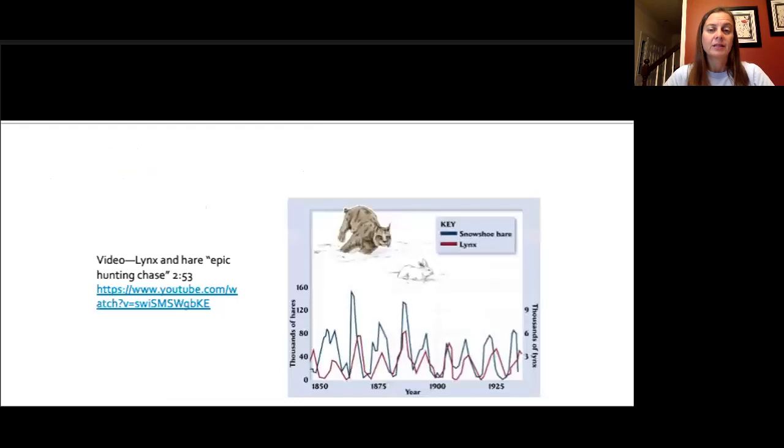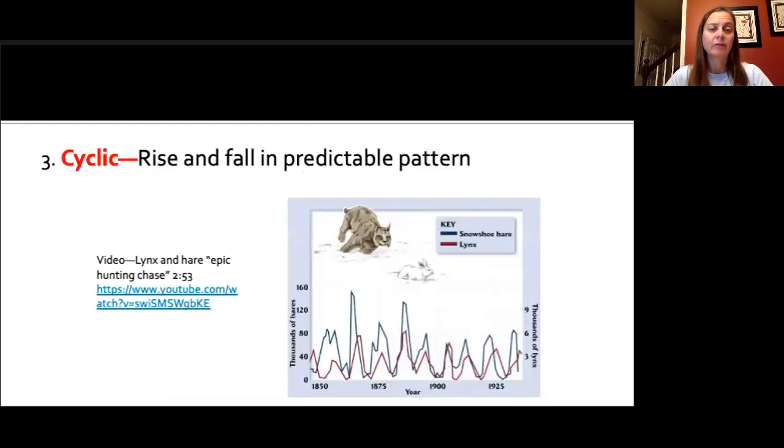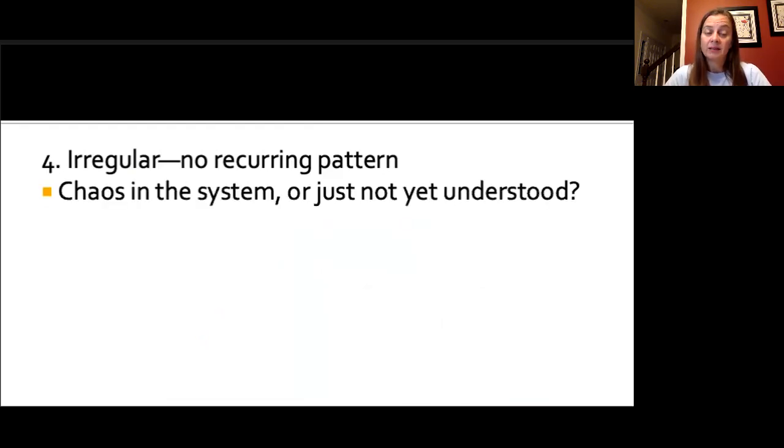Then we have our cyclic population fluctuations. So these rise and fall in a predictable pattern. So very often your predator-prey cycles fall into this pattern. And then your last one is those irregular population fluctuations. There's not a recurring pattern to it. This could be chaos in the system, or it could just be one of the other 3 types of fluctuations that we just don't understand yet. We don't have enough data.